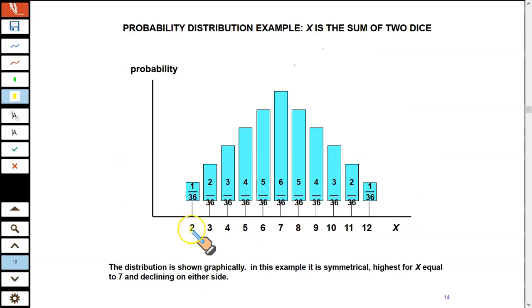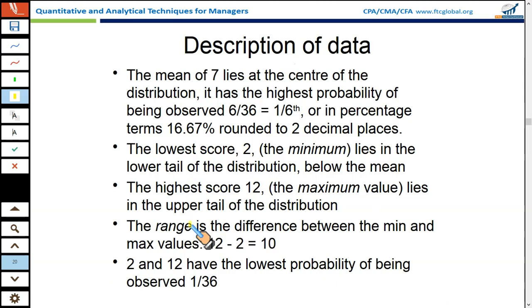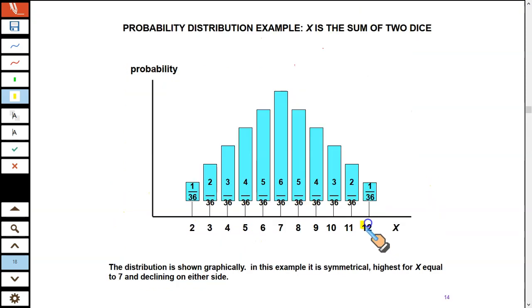Okay, true. The lowest score 2, that's the minimum, lies in the lower tail of the distribution and clearly below the mean. Okay, the highest score 12, the maximum value, lies in the upper tail of the distribution. Let's see. This is true as well. This is the lower tail and this one is the upper tail. And this is the most repetitive value with the highest probability.